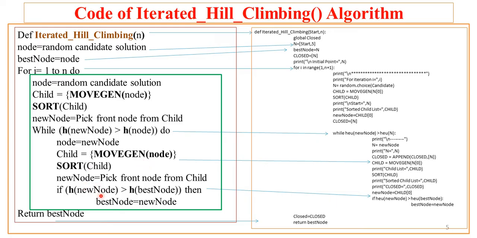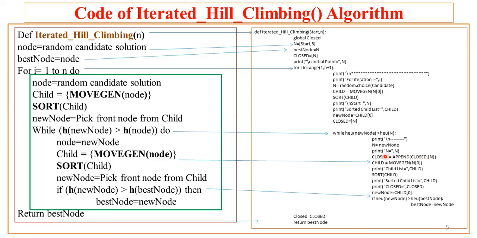Now each time, what we try to do here is, if the heuristic of the new node is greater than the best node we have assumed outside this for loop, we replace the best node with the current new node having the better heuristic value. This is transferred over here. Again, in the same way we are getting the new node, and each time we are trying to append the visited node in the closed list.